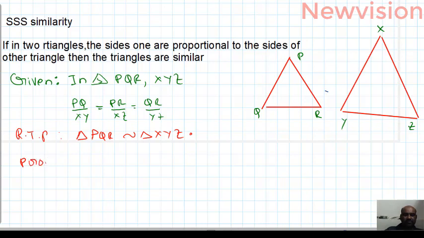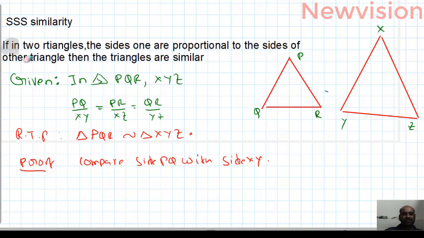Proof. Here also, again comparing PQ with XY, three cases arise: PQ is equal to XY, PQ less than XY, PQ greater than XY. So compare side PQ with side XY. Okay, three cases will arise.